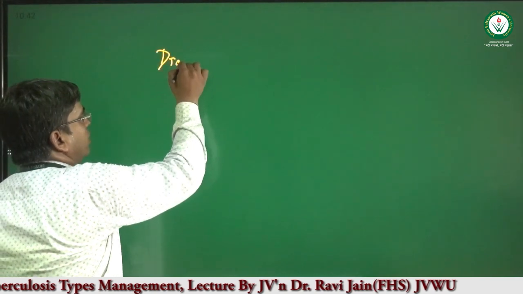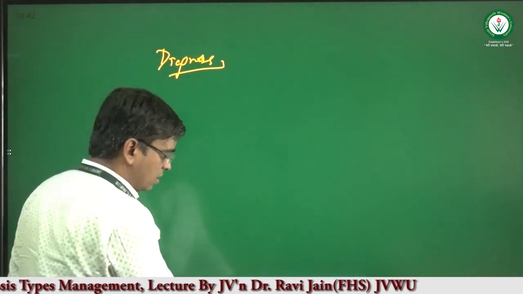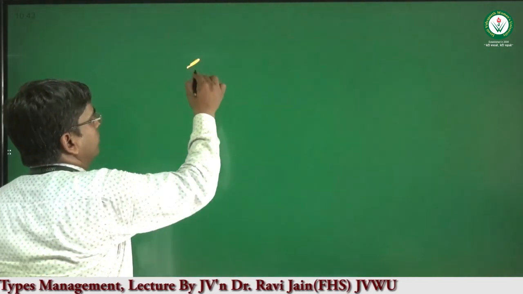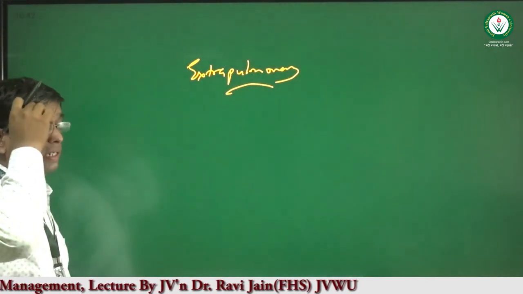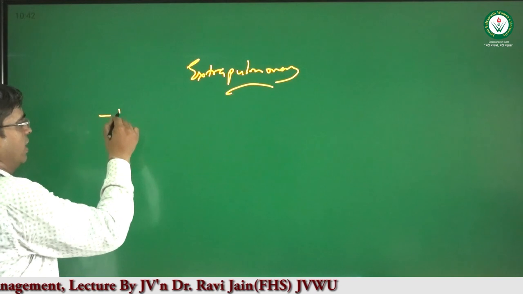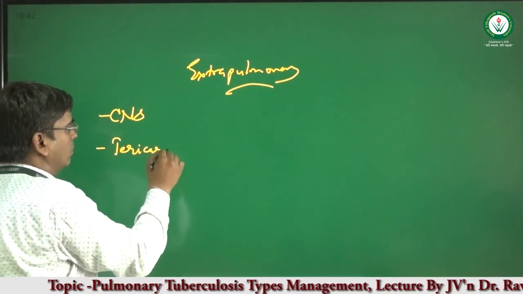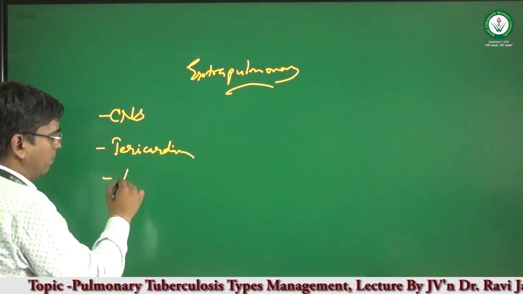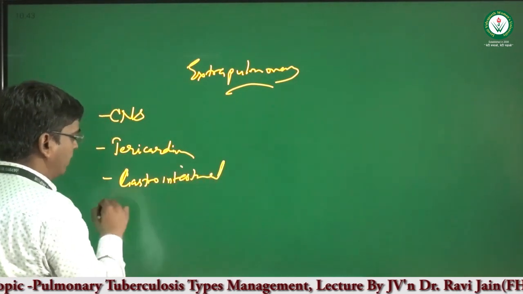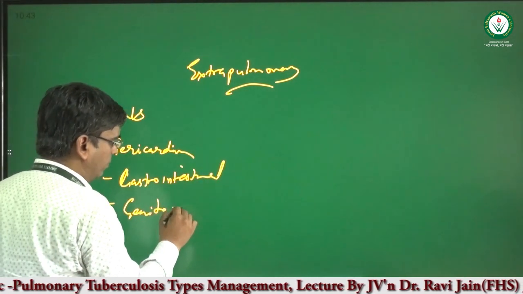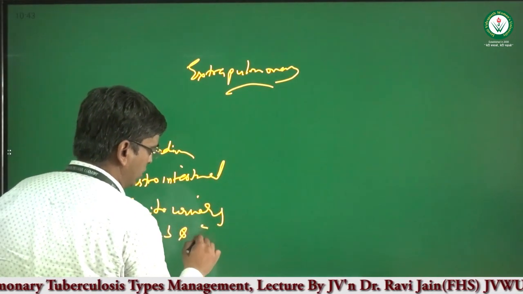Now, how to diagnose a case of pulmonary tuberculosis? Before that, let us just understand the extrapulmonary features. Extrapulmonary features of tuberculosis. As we have discussed, tuberculosis is also affecting the CNS. It is affecting the pericardium. It is also affecting the abdomen or the gastrointestinal system. It is affecting the genitourinary system. It is affecting the bones and joints.